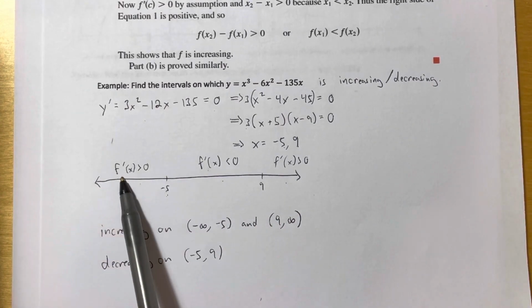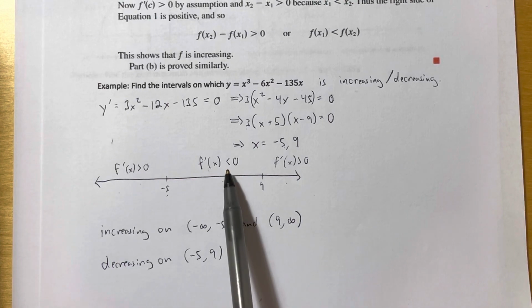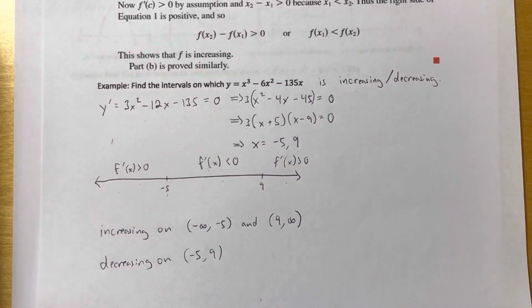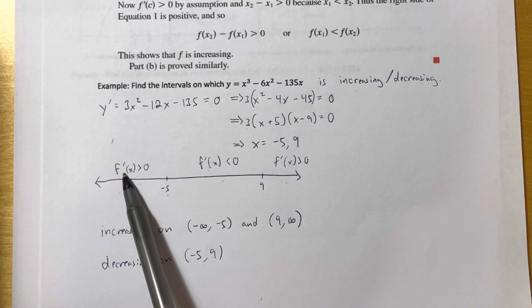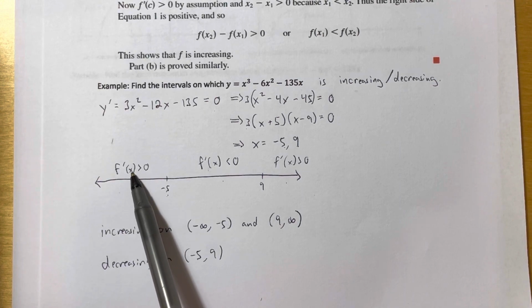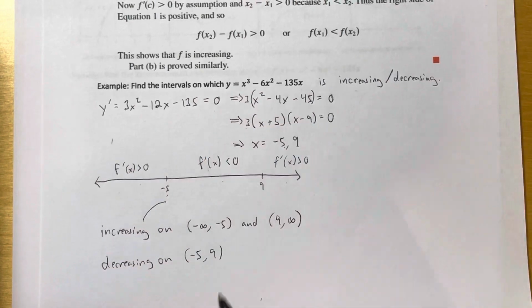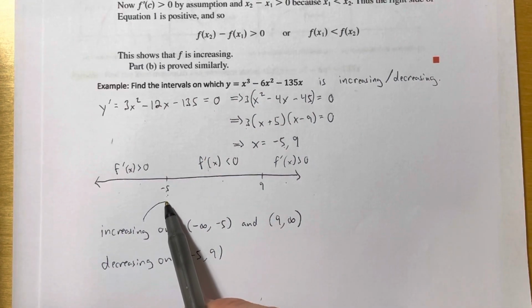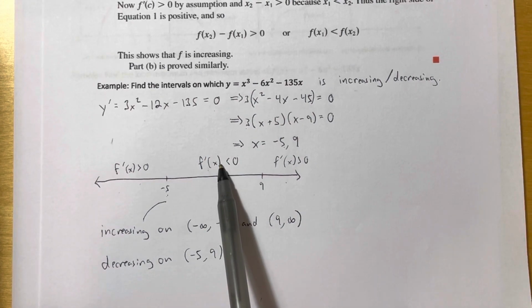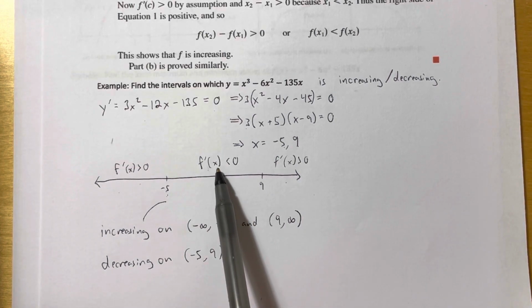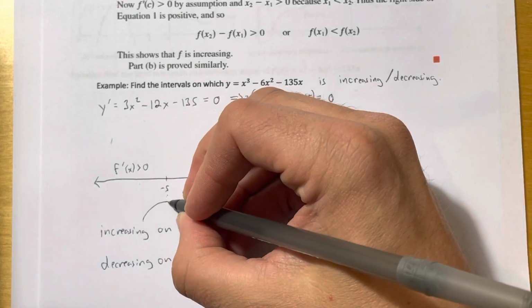f prime of x is greater than 0 here, and it's less than 0 here. Now it's easy to forget which is which in the first derivative test. So here's what I like to do. At the place where the first derivative is greater than 0, we know that our function is increasing. Then we know that this is a critical number, so we should have a horizontal tangent here. And then on this interval from -5 to 9, the derivative is negative. That means our function should be decreasing.